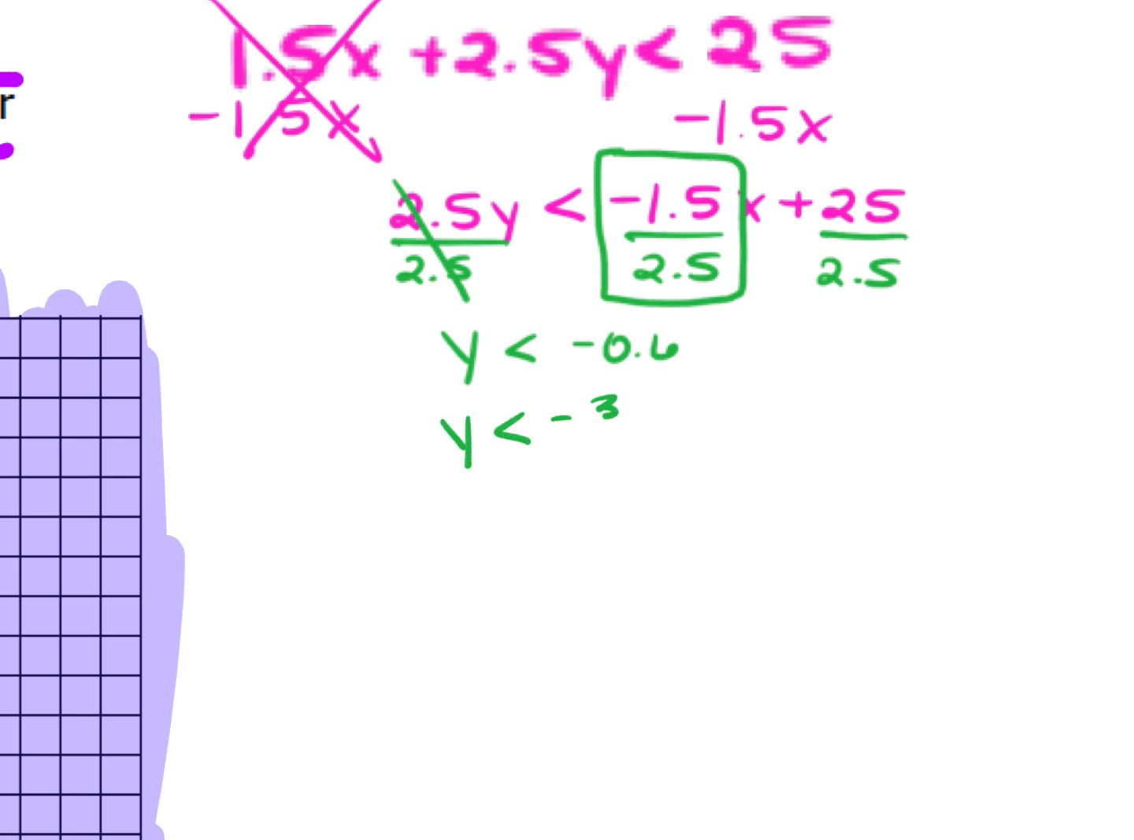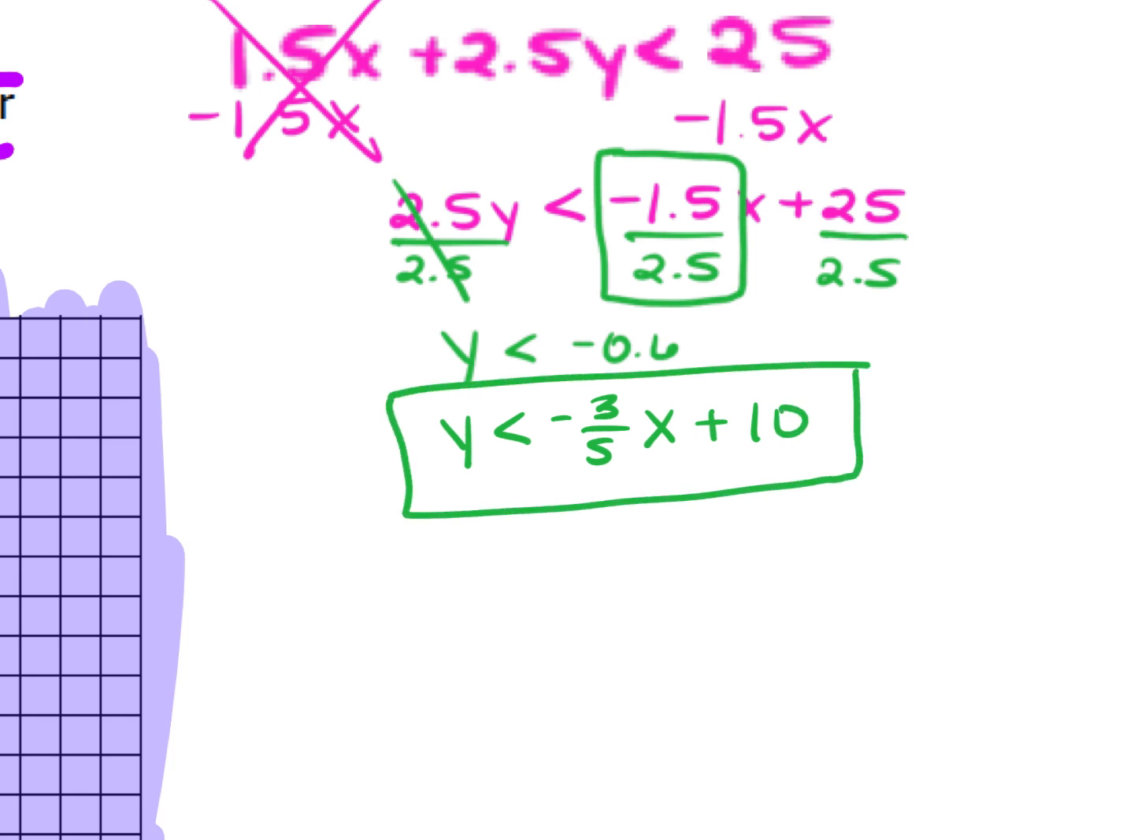Negative 3 over 5 times x. And then 25 divided by 2.5 is 10. Okay, so that's the trickiest part of this problem, if you ask me, is just converting that into your slope-intercept form. If you don't know how to do that, or if you're not sure where those buttons are on the calculator, let me know. I'm happy to show you. It's pretty simple once you find it.